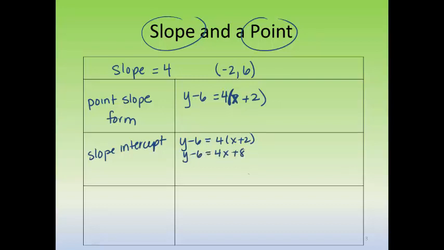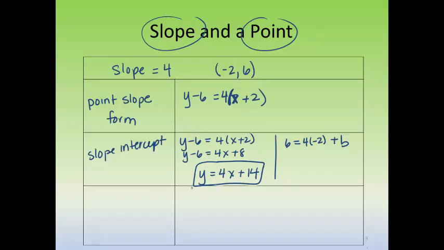Be sure you distribute correctly. And the last step would be to add 6 to the other side. y equals 4x plus 14. And this is my slope-intercept form. You may be familiar with doing 6 equals, and then you'd have your 4 times -2 plus b, and then solving for b. This will effectively get you to the same place, but if you've already written it in point slope, then this nice transition, just using distribution and moving that other value to combine like terms, will result in the same thing.